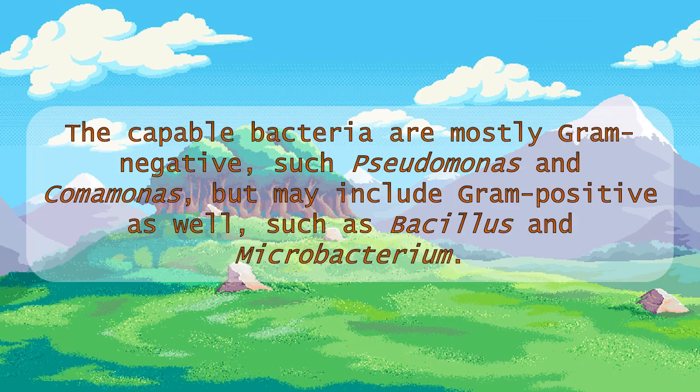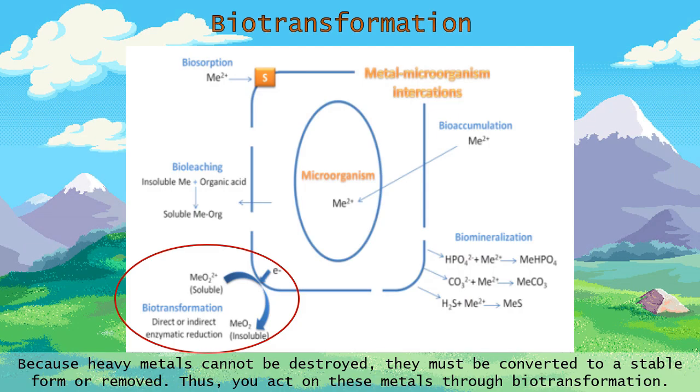The capable bacteria are mostly gram-negative, such as Pseudomonas and Comamonas, but may include gram-positive as well, such as Bacillus and Microbacterium. Then there are the heavy metals. Because heavy metals cannot be destroyed, they must be converted to a stable form or removed. Thus, you act on these metals through biotransformation.